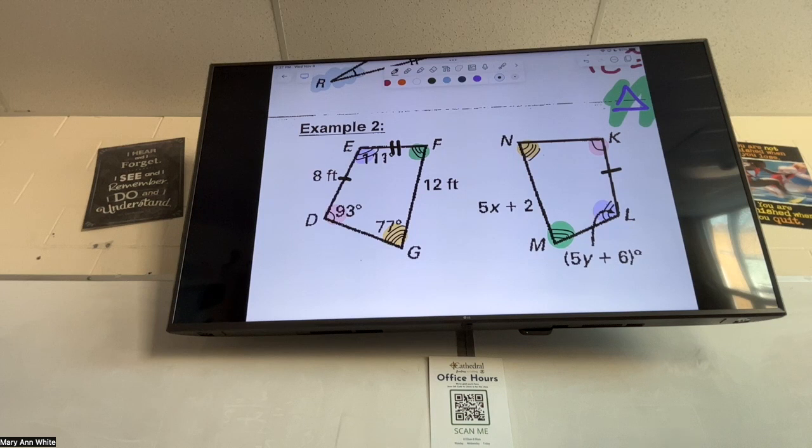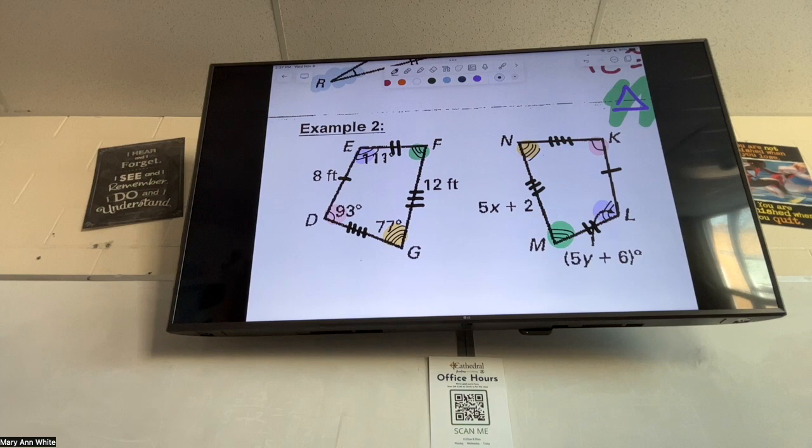What segment? LM. Good. What's congruent to FG? MN. Very good. I like how intentional we are. And then that last one, DG, is congruent to the last side. I said DG, so I would say KN for the last side.